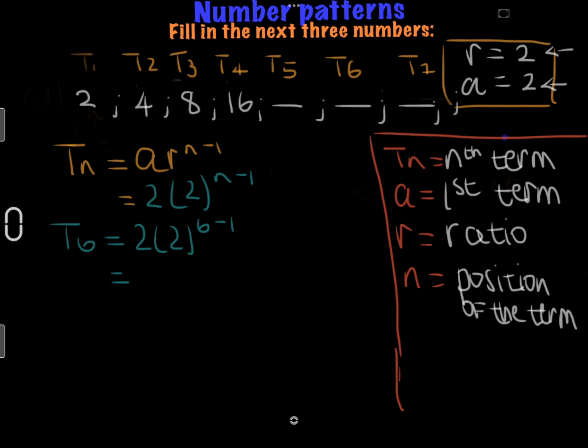Okay, to find the actual value, we need to first keep the constant A as it is, and retain our R, which is 2 in this case. 6 subtract 1 gives us 5. Okay, so by multiplying this out, we get 64.